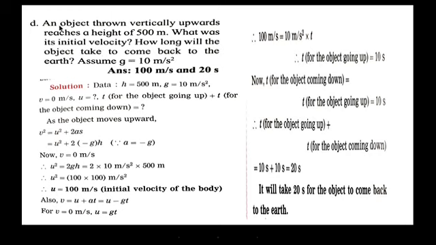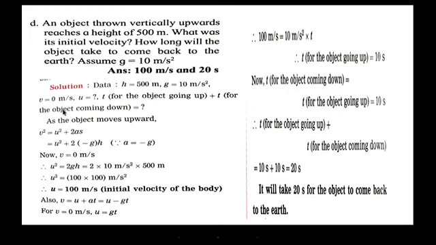Fourth, an object thrown vertically upwards reaches a height of 500 meters. What was its initial velocity? How long will the object take to come back to the earth? Assume g is equal to 10 meter per second square. Okay, so now the object is thrown vertically upwards at a height of 500 meters. So h is equal to 500 meters. We have to assume g as 10 meter per second square.